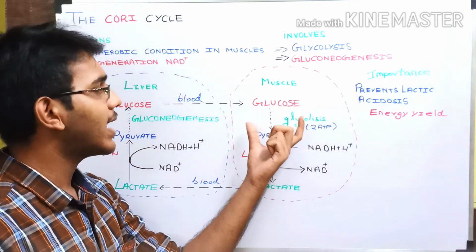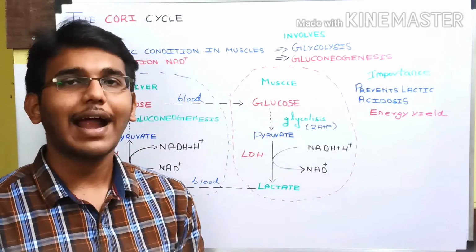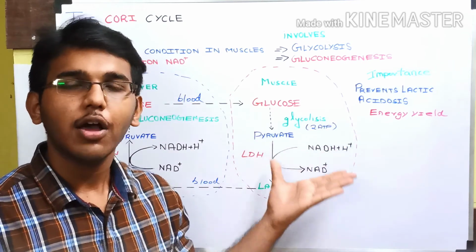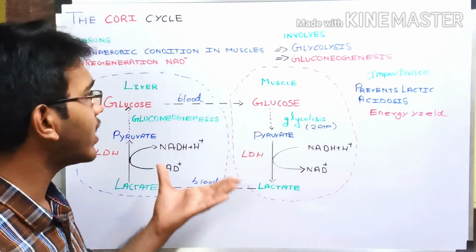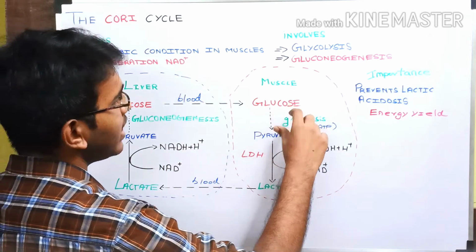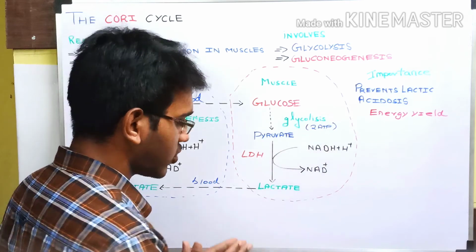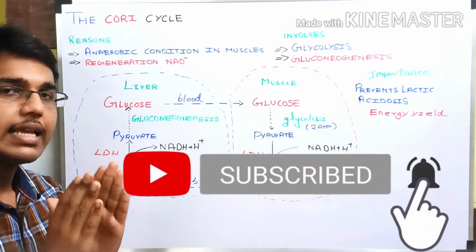It must provide energy to the muscle cells. In the anaerobic condition, this is the only way of providing energy to the muscle cells. So through the Cori cycle, glycolysis will be repeated a number of times and ATP will be produced. So that's all about the Cori cycle explanation.